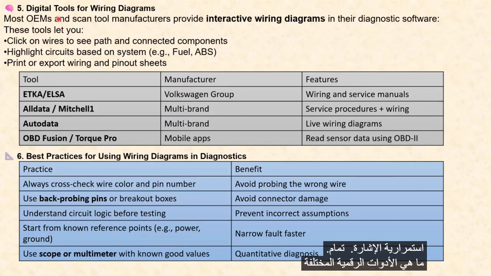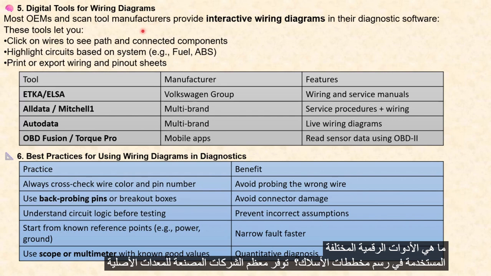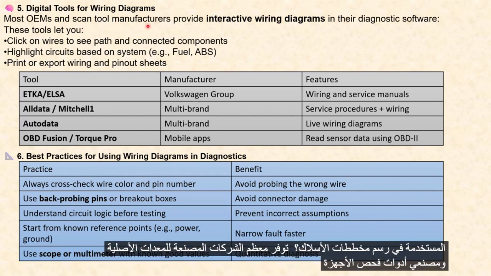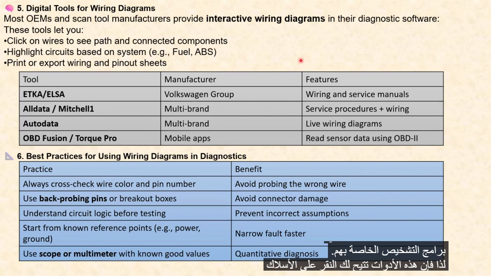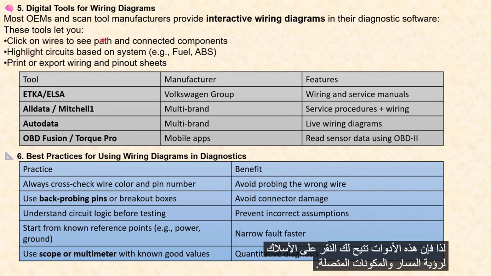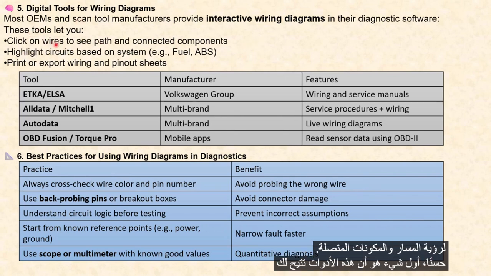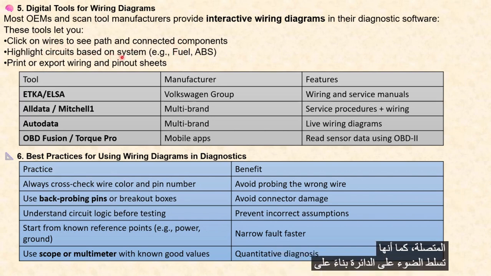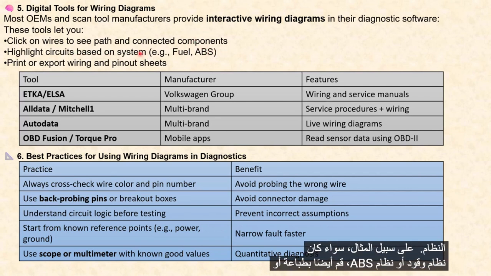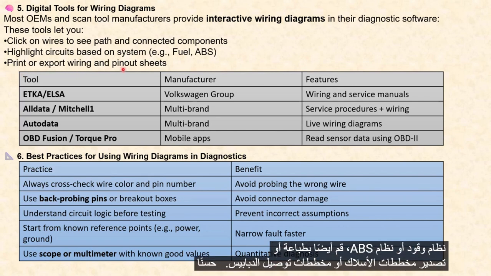Now, what are the various digital tools used for wiring diagrams? Most OEMs and tool manufacturers provide interactive wiring diagrams in their diagnostic software. These tools let you click on wires to see the path and connected components, and they also highlight the circuits based on the system, for example, whether it's a fuel system or ABS system. You can also print or export wiring or pinout sheets.